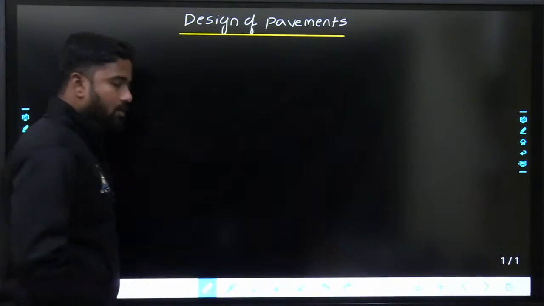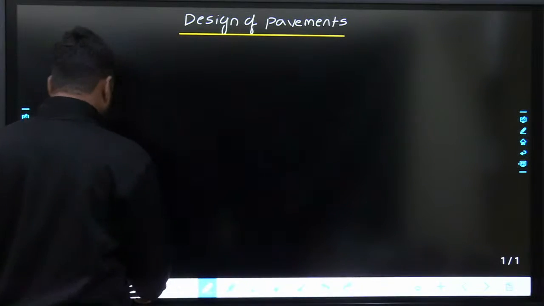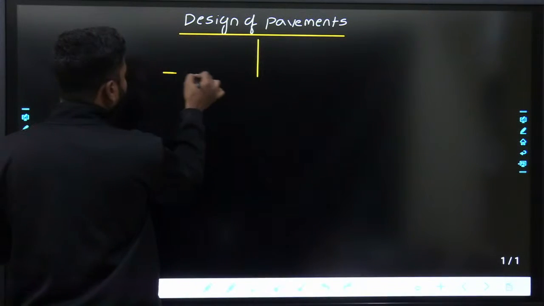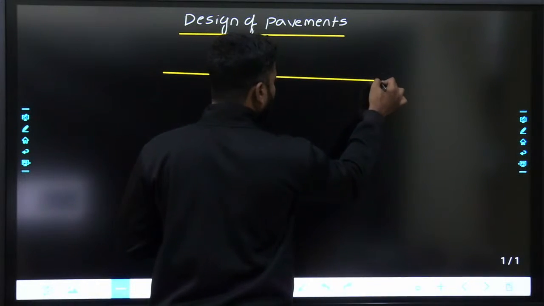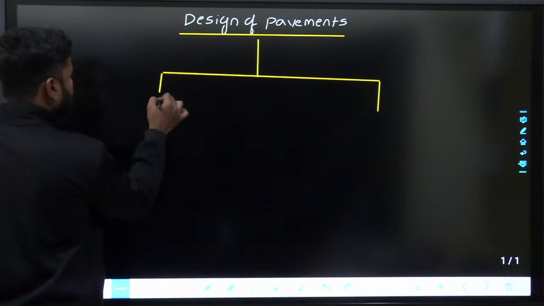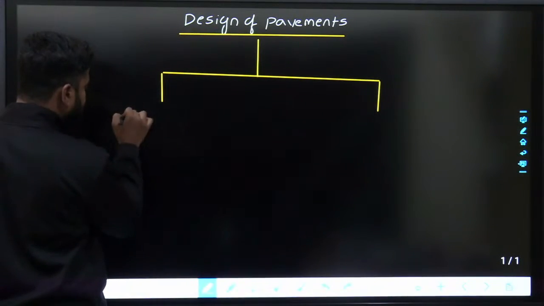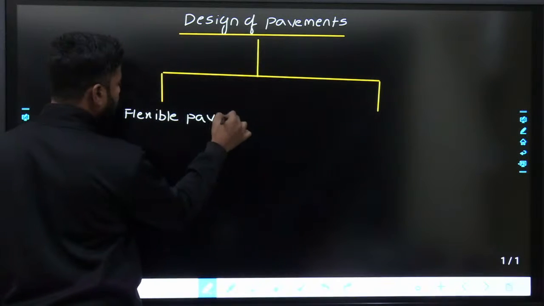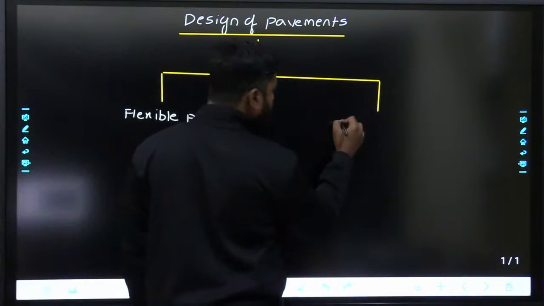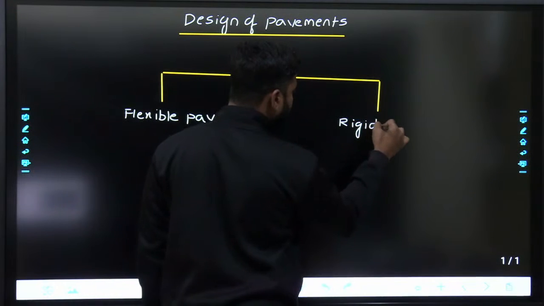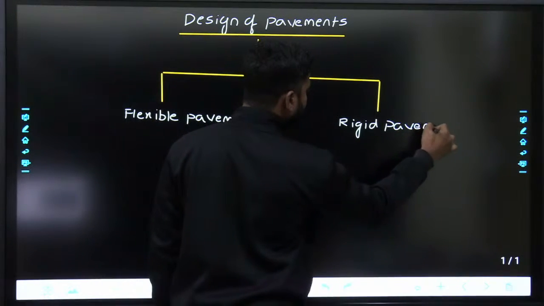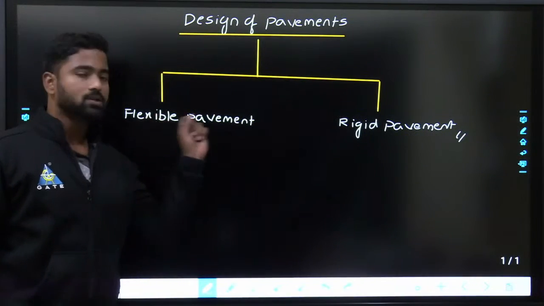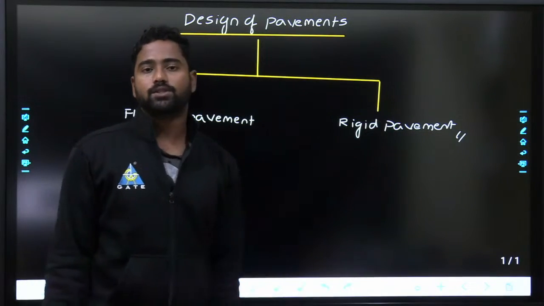Design of pavements. If you remember, I have not discussed this with you. In design of pavements, there are two types of pavements. First one is flexible pavement, and second one is rigid pavement. In design of pavements, the two things that we'll see are flexible pavement and rigid pavement.